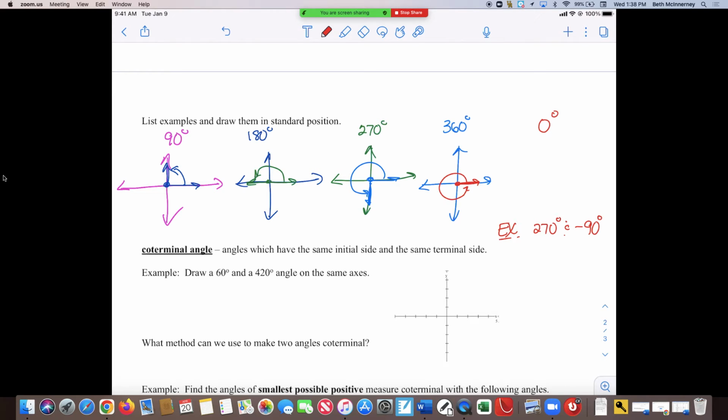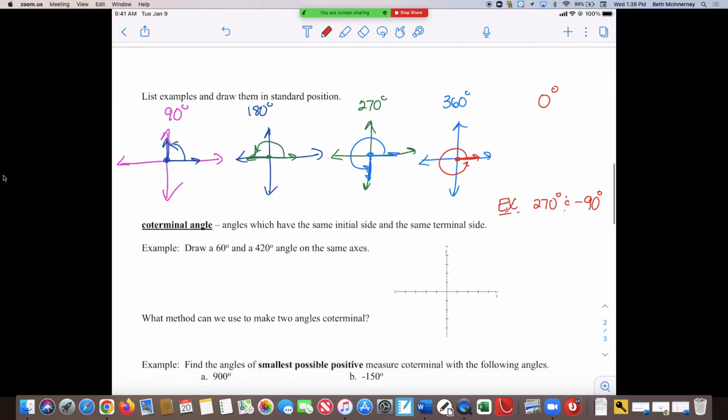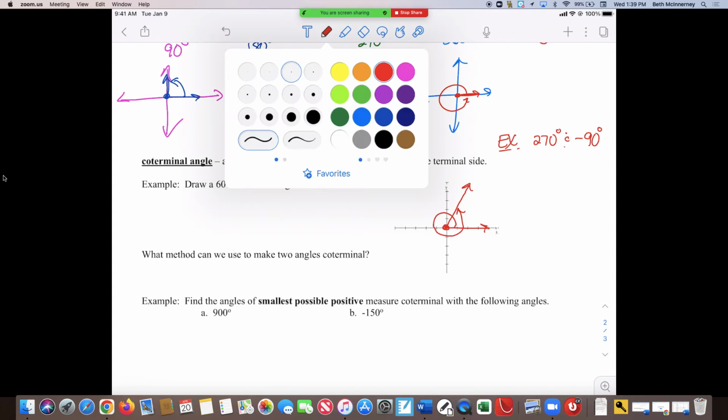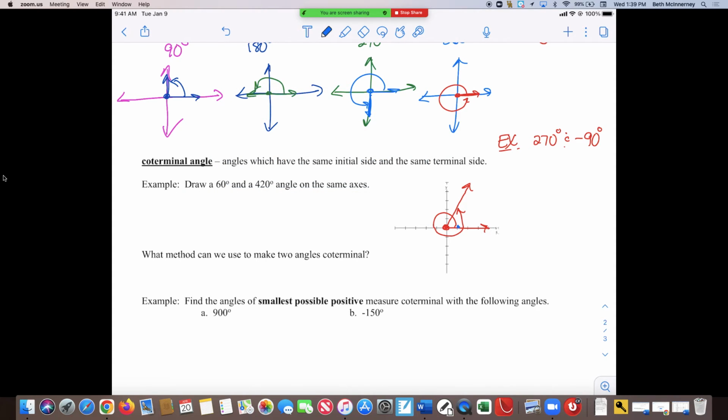So 270, you see this one? But negative 90 also had the same initial side and terminal side. Now I'm going to give you another pair. What about 60 degrees and 420? So 60 degrees is more than halfway. So I could do 60 is just the little blue one, and my red one is 420 degrees.